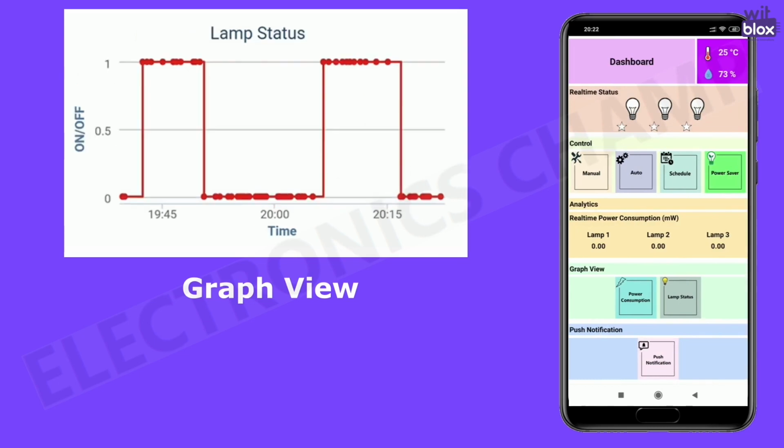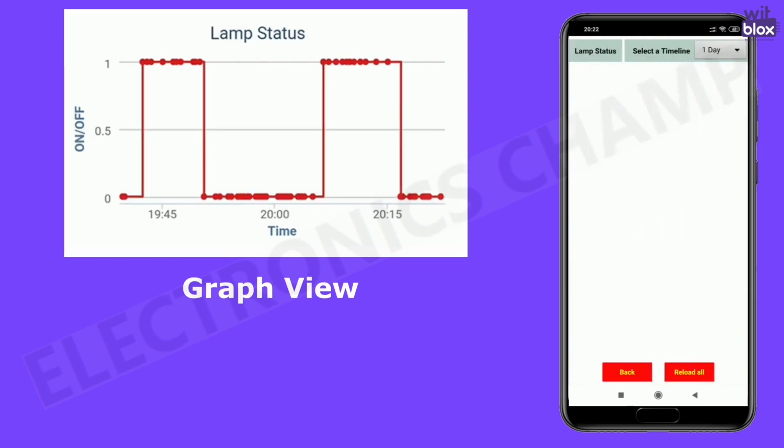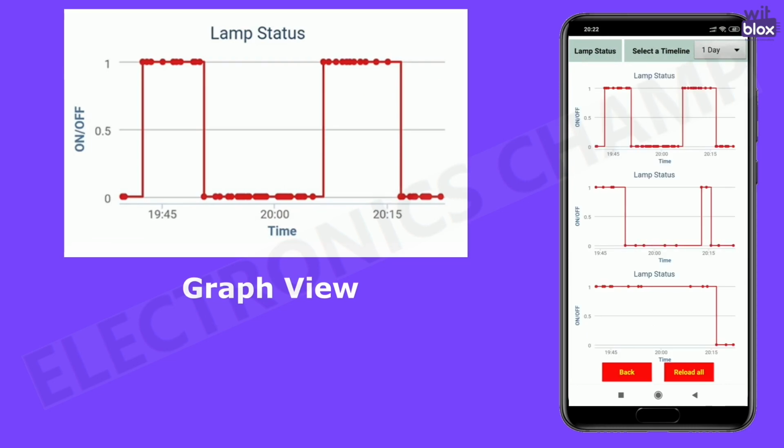Similarly, the lamp status view shows the on-off status of the lamps over different timelines. The viewers can view trends and patterns for the connected devices.